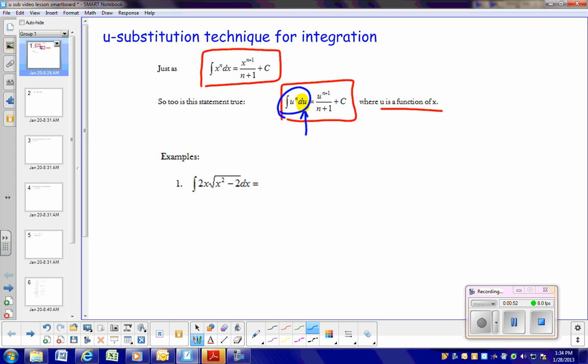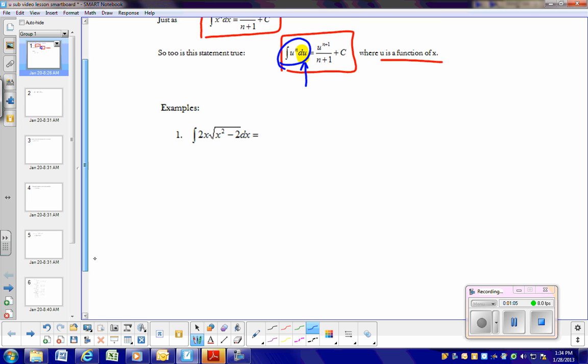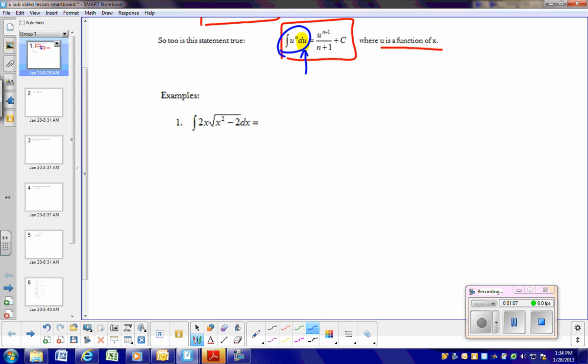Important to recognize what u is and to have the full derivative of u, and if not, we might have to do some adjustment. And then once we have that form that I just circled in blue, then we can apply the rule. And that's really all it comes down to. So because this is a big time how-to lesson, I thought it was a good one to do by video.